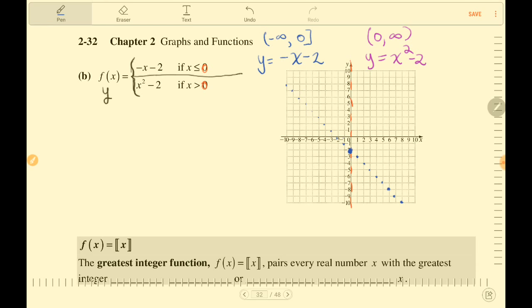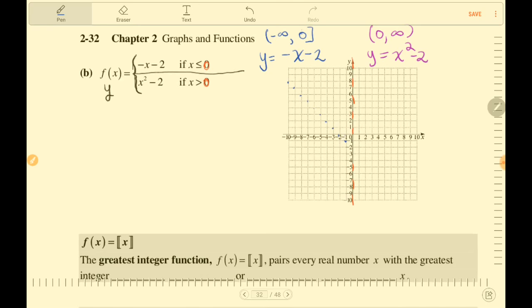Since I only want values of x that are less than or equal to 0, I'm going to get rid of this side of things. I will keep the dot right there on the axis because it says that we are doing it for x equals 0, including it. So it's a nice closed circle, a closed dot, not an open circle. And it looks like that. Let me do a better line.